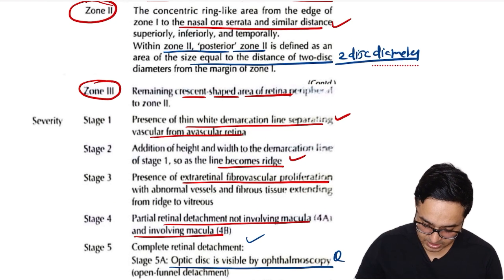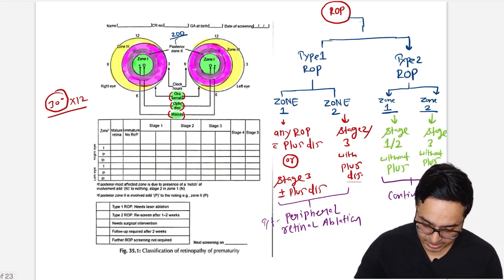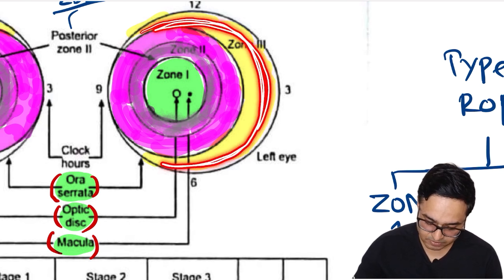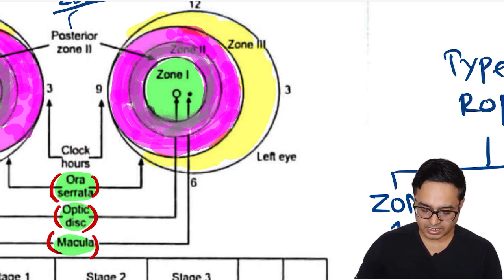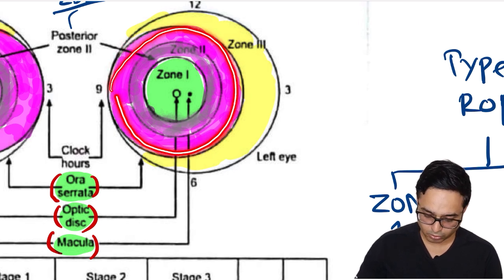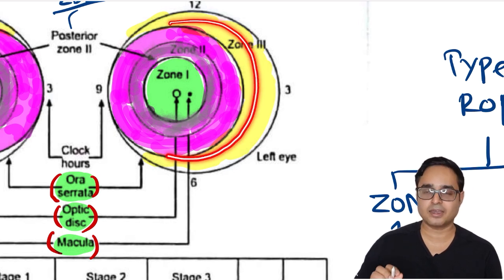Zone 3 is the remaining crescent-shaped area of the retinal periphery beyond zone 2. The remaining area shown in yellow color, which is crescent shaped, will be called zone 3. First I want you to be clear on zone 1, zone 2, zone 3. To revise, zone 1 is around the optic disc and its radius is two times the optic disc to macula distance. Zone 2 encircles zone 1, starting from the ora serrata. Zone 2 has a posterior zone which is two disc diameters, and the remaining crescent-shaped area is zone 3.